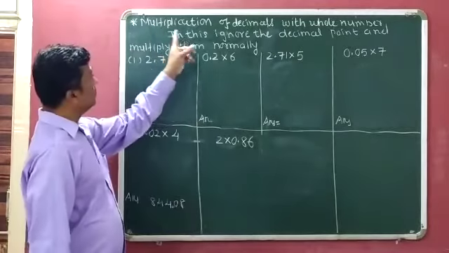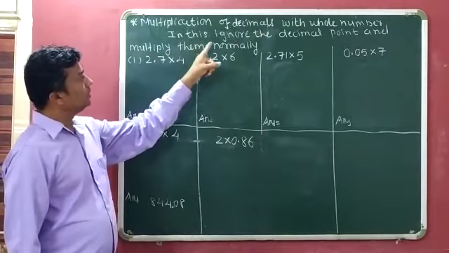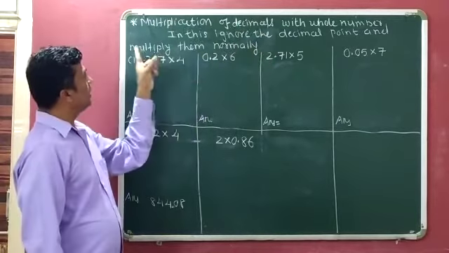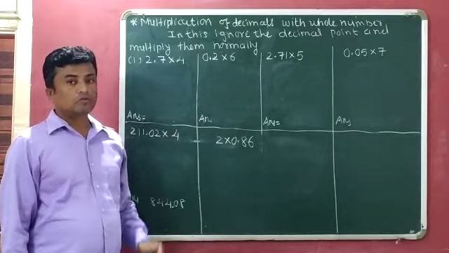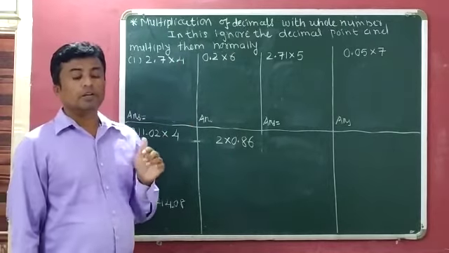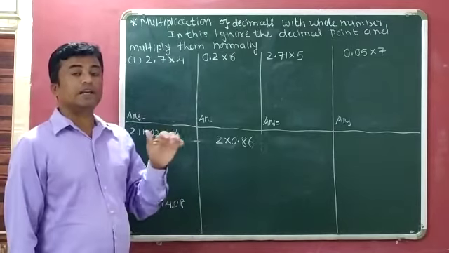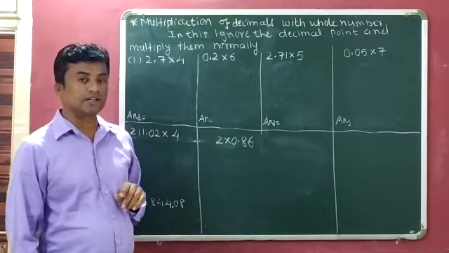So see children, multiplication of decimals with whole number. In this, ignore the decimal point and multiply them normally. I can explain this with the help of a few examples.